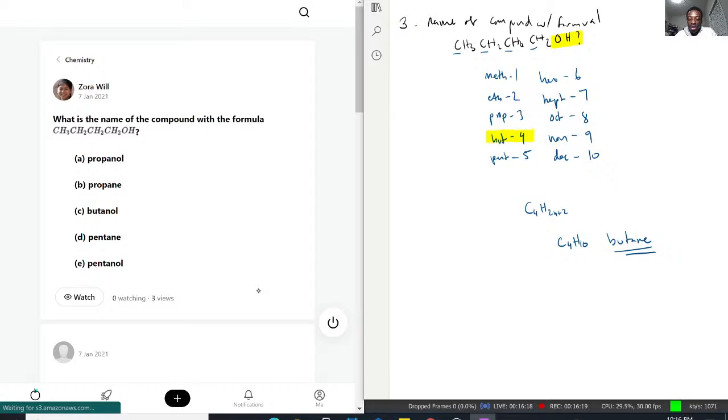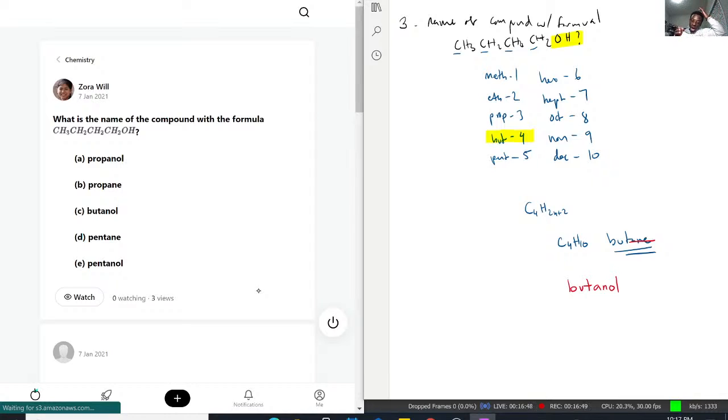Okay, we have 6 here and then a 3. We have 9 hydrogens now, and the last one's replaced by an OH, all right? In this case, it becomes an alcohol. Still keeps the same BUT in the front, but instead of the A and E, it gets replaced, and it's now BUT-ANOL, butanol.